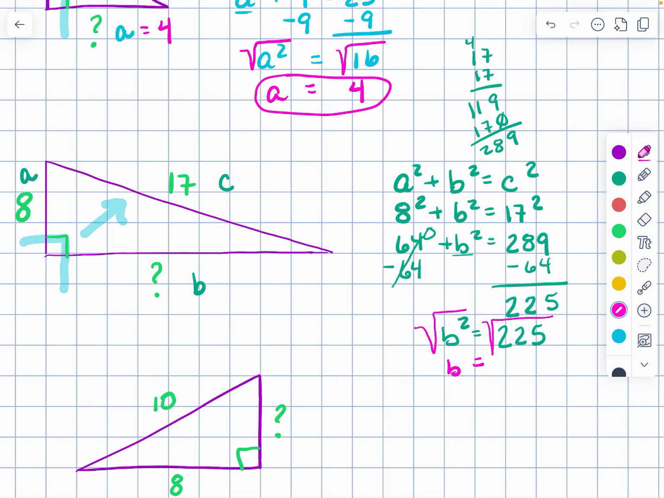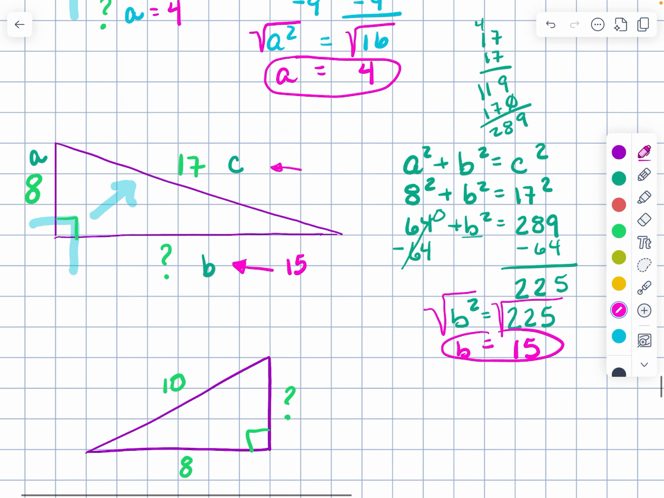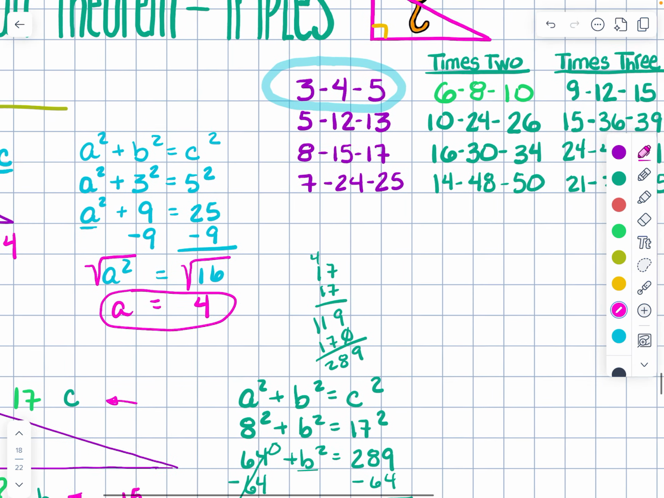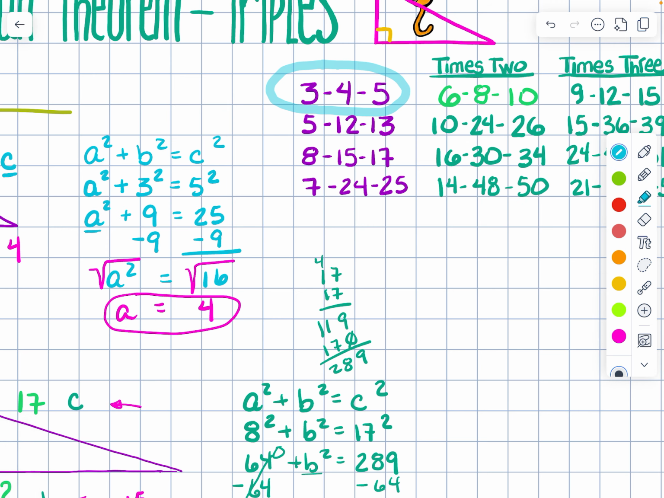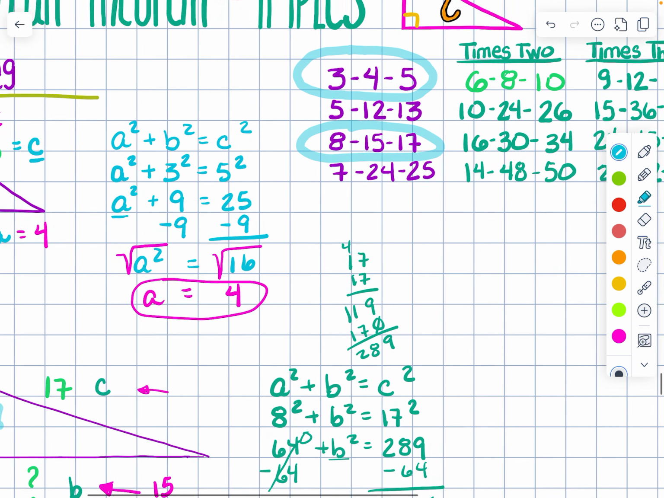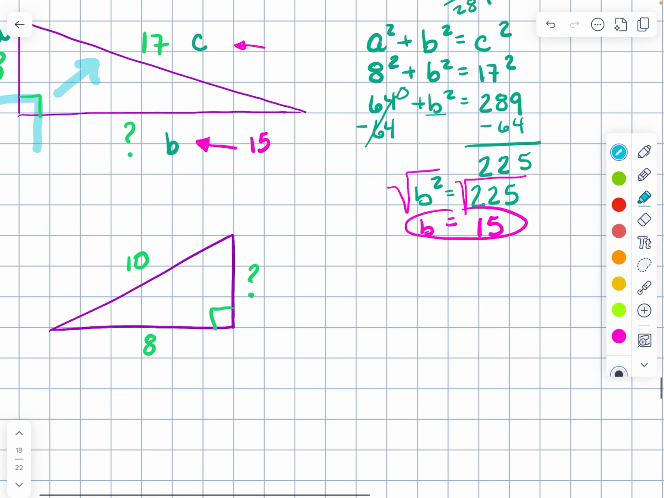and one thing to notice here is b is always going to be less than the hypotenuse, and so is a. Individually, they're less than the hypotenuse. So I know this is going to be less than 17. And I happen to know that it's 15, because 15 times 15 is 225. So there we go. B is equal to 15. And that again is a Pythagorean triple, because there are no decimals. All right, let's look at one more.